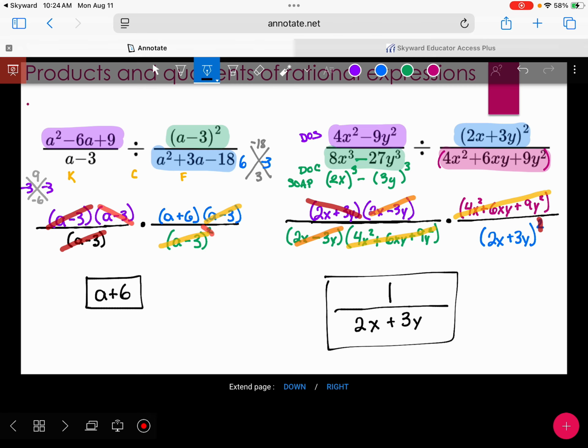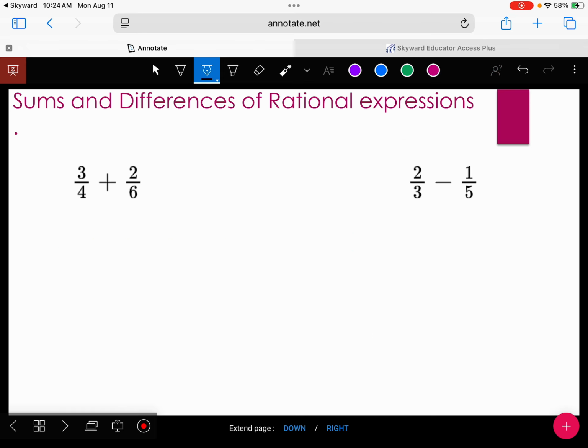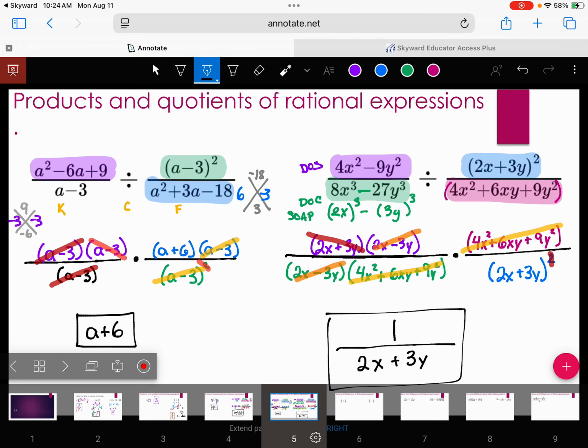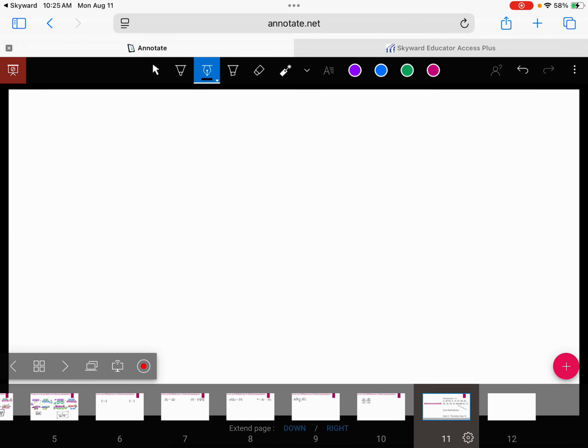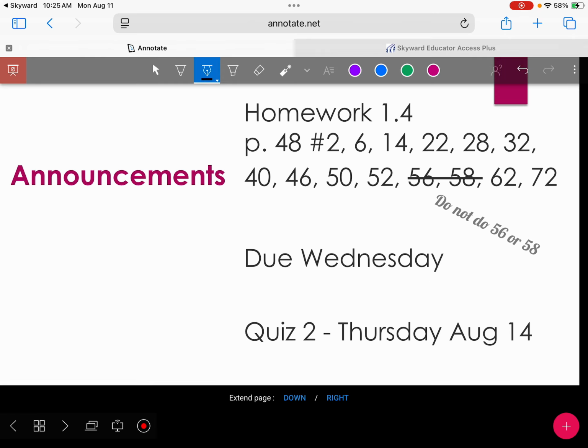Tomorrow, we're going to do some adding and subtracting. Oh my gosh, what? We're not going to start it right now. What we're going to do now is have some time to work, because I know we've had a lot of stuff. So for homework 1-4, I have up here, I've crossed out 56 and 58. Don't do those. Cross them out. I don't like them. There's no point in doing them. The other ones should be fine.